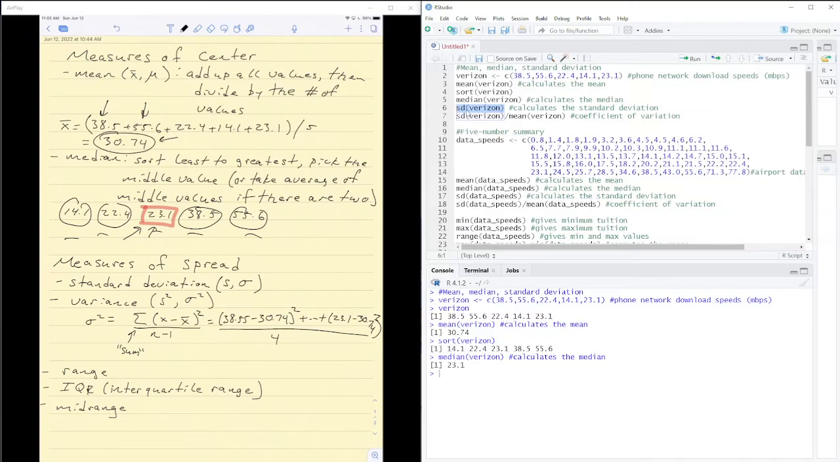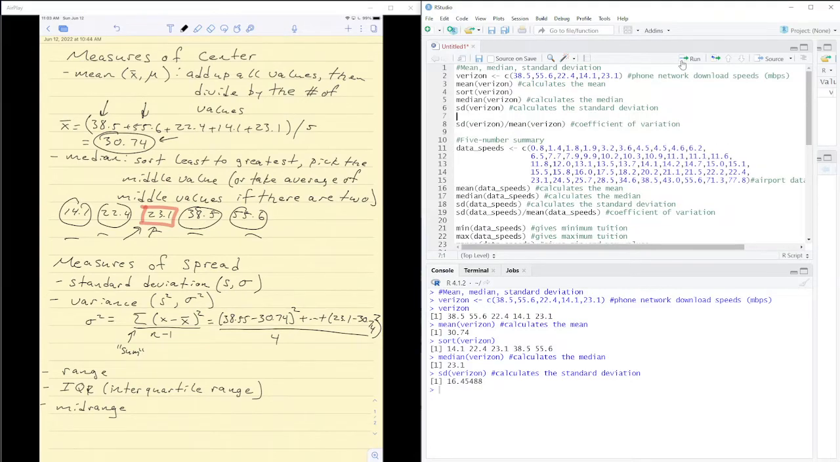To calculate standard deviation, we can use the command SD to get 16.45488. And you can check if you took the variance, you'd get that. And if I took the square root of the variance, I get the standard deviation. Right? So those are related via squaring and square roots. Variance and standard deviation are a measure of spread. It measures how spread out your data is.